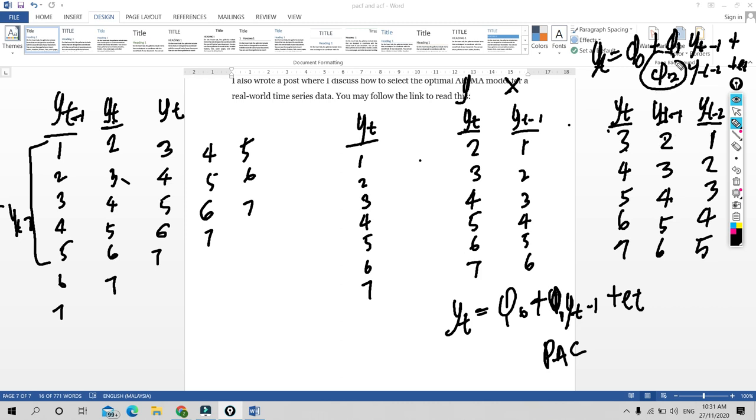You find the multiple regression, and 5.3 is your PACF for lag 3. That's how we calculate the partial autocorrelation function, the PACF.